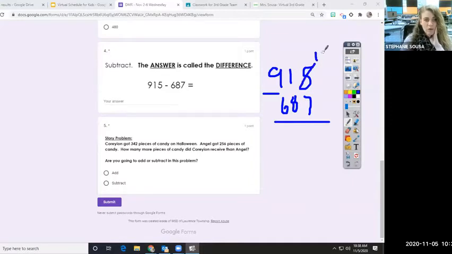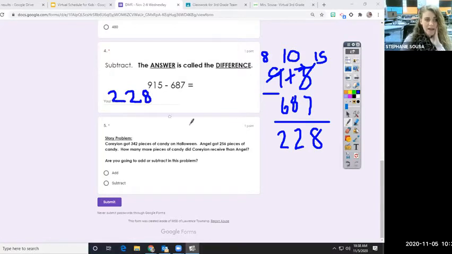So I have to recreate this as 15 by removing a 10 and putting it over into my ones place. I now have 15 ones, subtract 7 ones, gives me 8 ones. I have 0 tens, I'm asked to subtract 8. That is impossible. So I'm going to borrow 100, which is going to give me 10 tens. 10 subtract 8 is 2. 800 subtract 600 is 200. So you should have typed 228 as your difference, your answer. Questions on that one?